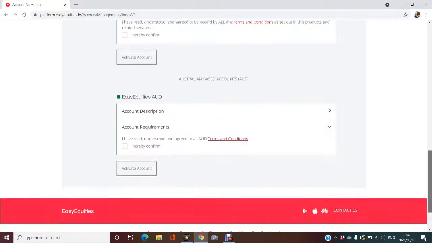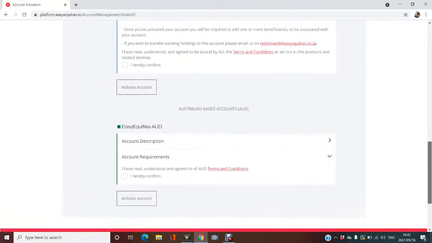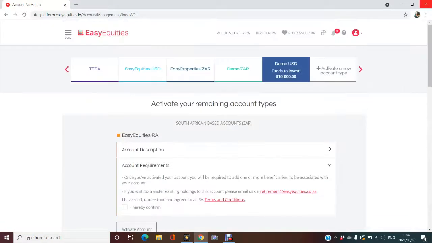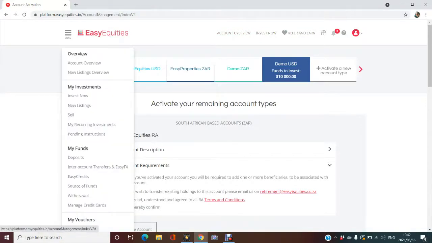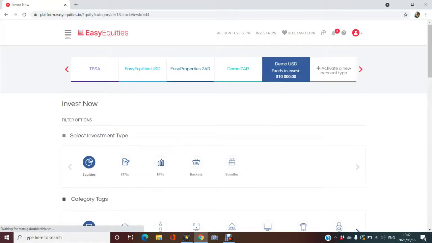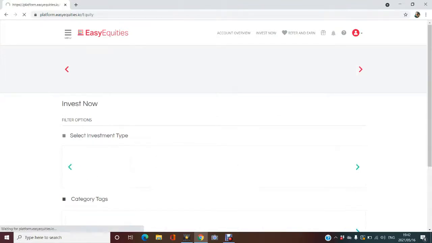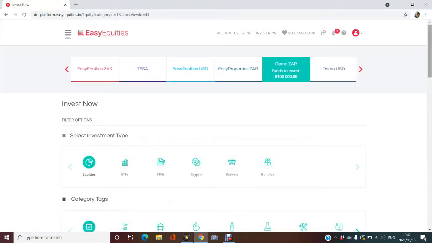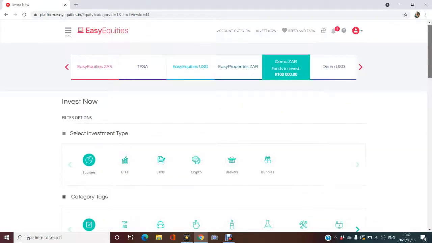And then you've got your EasyEquities AUD. This is the Australian-based account. I've never used that one, so I can't even take you through it. But those are very interesting accounts that they've got, right? Then I'll just take you through here quickly. So maybe under invest, let's try and show you how to actually invest, because that might be important.